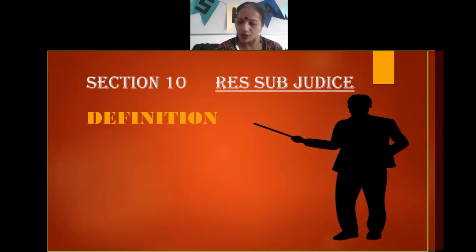Now, stay of suit, you know that a suit is going on and a court stays the suit. The court stays the suit, maybe suo moto or maybe on an application moved by any of the parties. Now, it is important for us to know the situations wherein a suit may be stayed. But before going into these different situations, it is important to know what we mean by the term res sub judice.